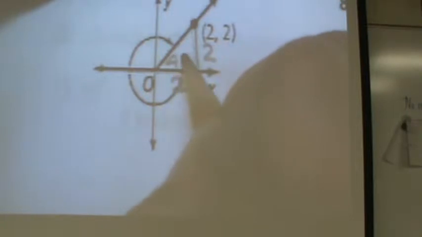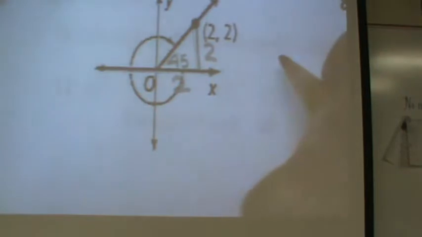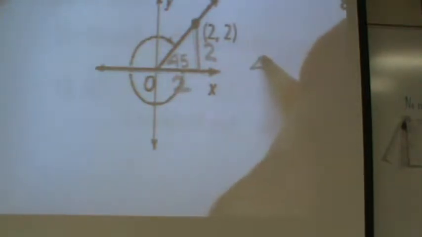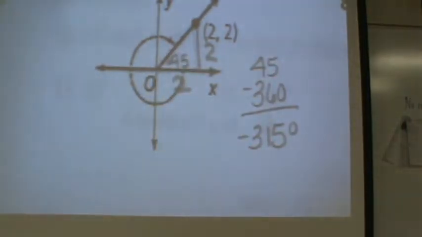If both of these legs are the same number, can you tell me what angle this is right here? 45. It's a 45. So now, if a whole circle is 360 degrees, and they want you to measure from here to here, what would you do? You would do 45 minus 360. What do you get? Negative 315. So this is a negative 315 degree angle. Number 8.